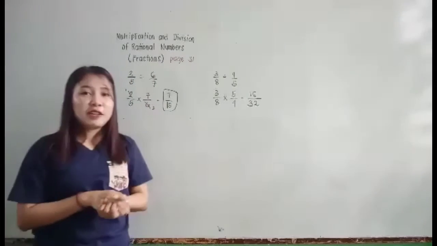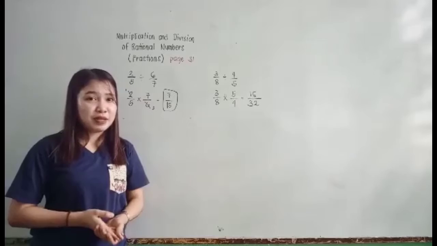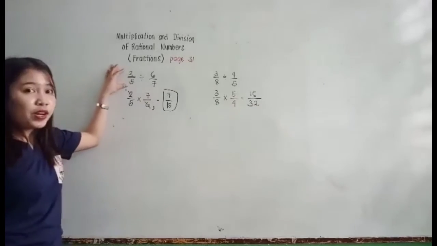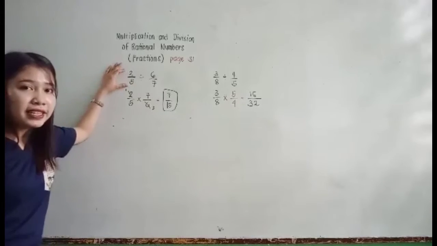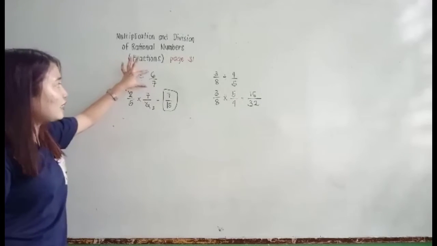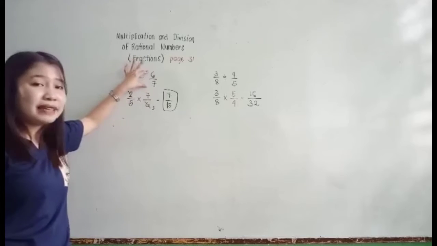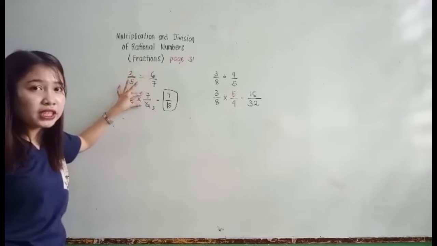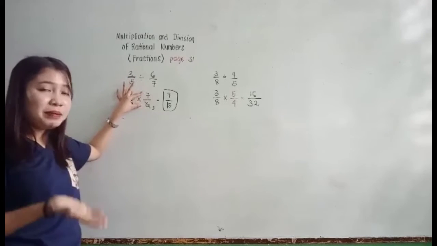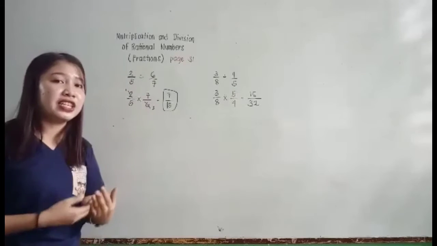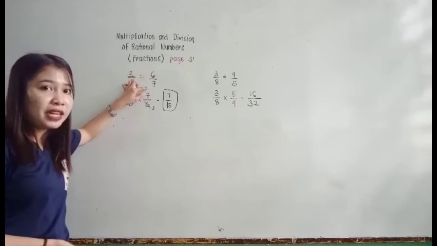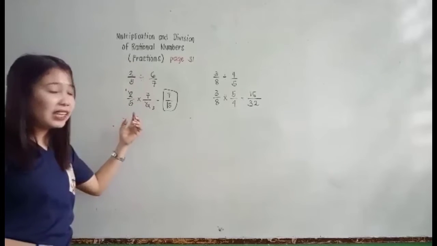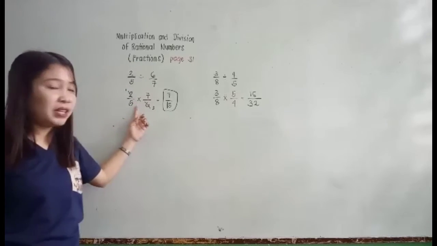Okay, so dumako naman tayo in dividing rational number. In dividing rational number, using the example 2 over 5 divided by 6 over 7, ang ating divisor na 6 over 7 ay i-reciprocal natin. So magiging 7 over 6. Ang ibig sabihin ng reciprocal ay i-interchange natin yung numerator sa denominator at denominator sa numerator. Okay, then, ang ating magiging operation ay multiplication.